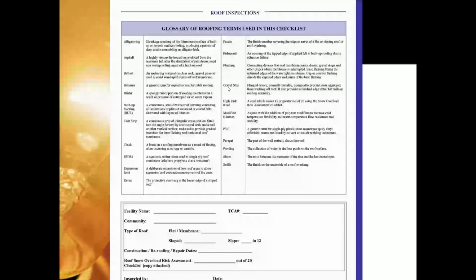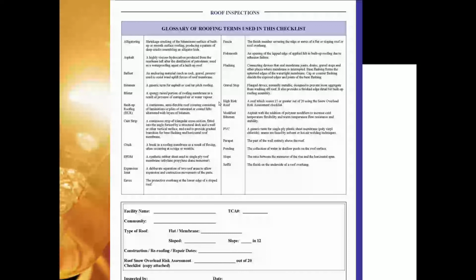Base coating. Gravel stop. Well, that's old. Again, we're not putting ballast. Is anyone putting ballast on any of your roofs anymore? Nope. Okay, so we're really going away from that. High risk roof. What's that mean? A roof scores 15 or greater. Oh, yeah, this is an inspection sheet used by a company I did some work for.